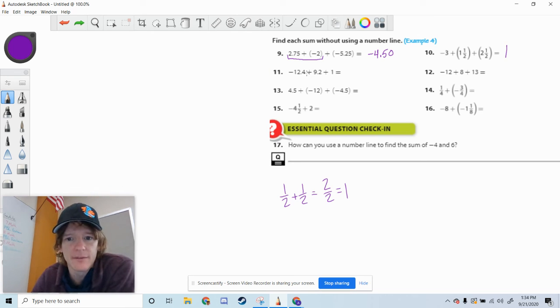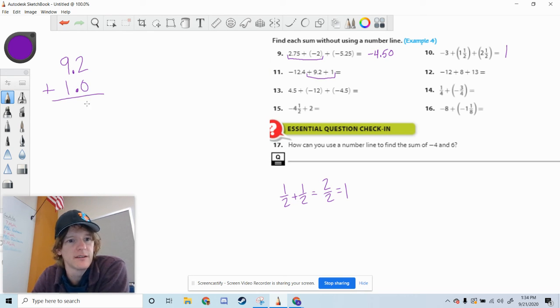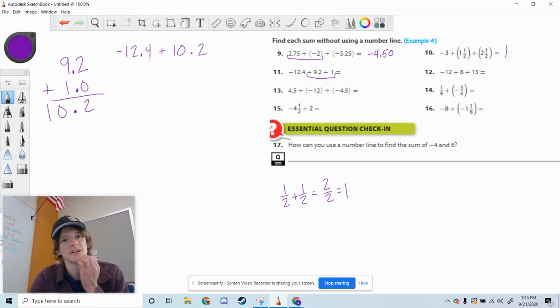Number 11, I'm going to add these positives together first. 9.2 plus 1. Make sure it's 1.0 so you line up that decimal. Okay. That'll be 10.2. So we need to do 12.4, which is negative, plus 10.2. All right. So negative 12.4 plus 10.2.